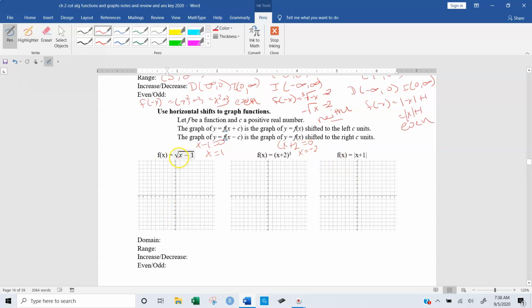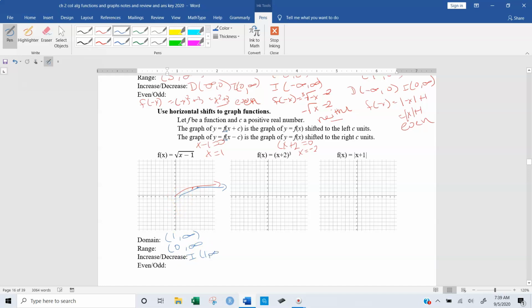All right, let's do this one together. Square root. So we know the parent graph starts at 0, 1, 4, 2. And there's my parent. I should have drawn that in blue. We'll go the other direction now. Now, negative 1 means it's going to move to the right 1. So every point moves right 1. And there is my shift. Domain, now it starts at 1. So it's 1 to infinity. Range still starts at 0, 0 to infinity. It's always increasing, but it starts at 1 because it doesn't have a value before 1.